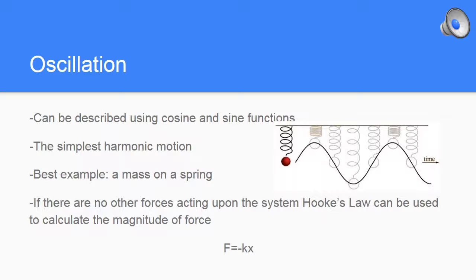When examining springs that move in simple harmonic motion, Hooke's law can be used to calculate the magnitude of the restoring force on the spring if there are no other forces acting upon the spring system. Hooke's law states that the restoring force is equal to the negative spring constant times the displacement of the mass from the equilibrium position of the spring. And this was introduced on the previous slide.